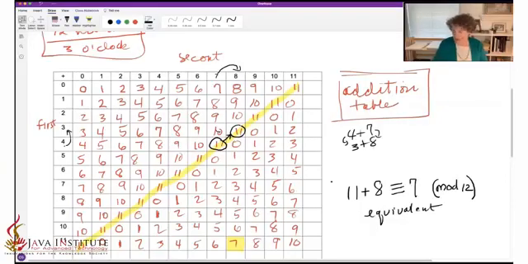Okay, now, this is congruent. Yeah, this is the word. Somebody's got this in the chat. We can say equivalent or we say congruent. Congruent. This is modular arithmetic.